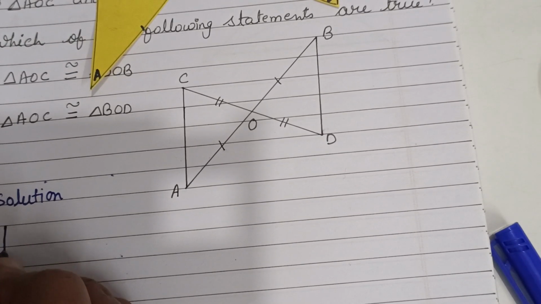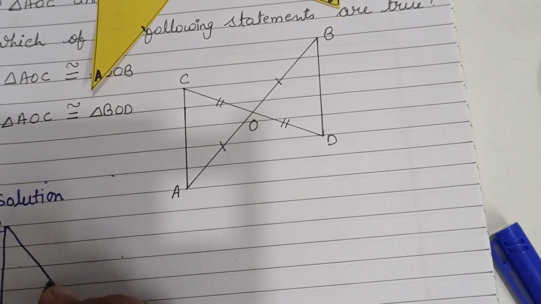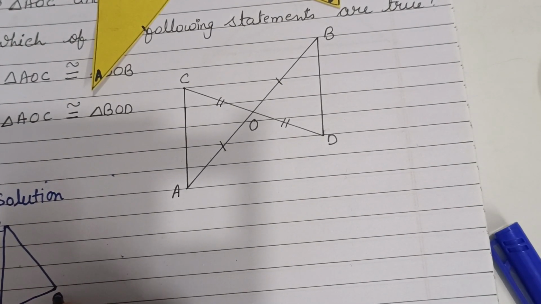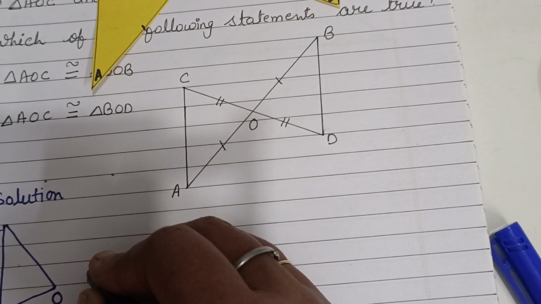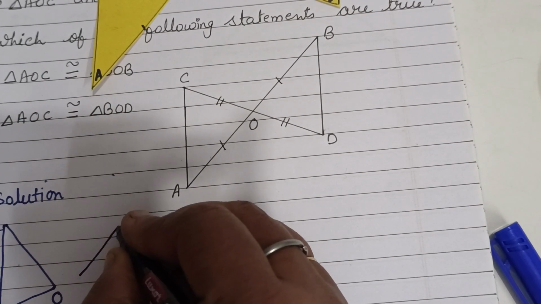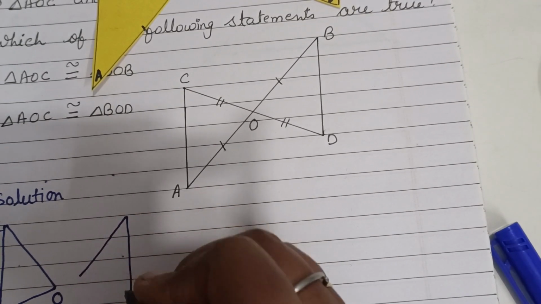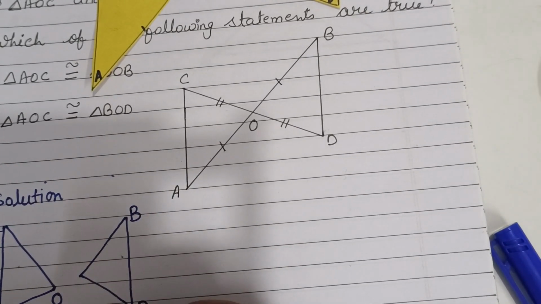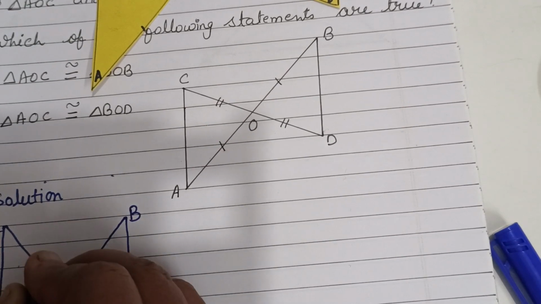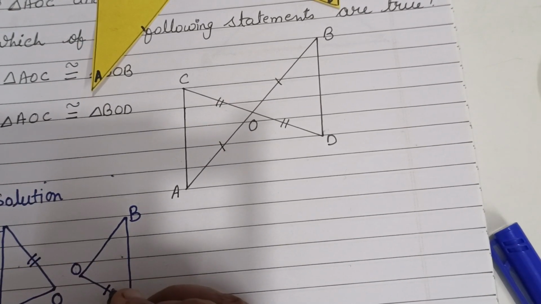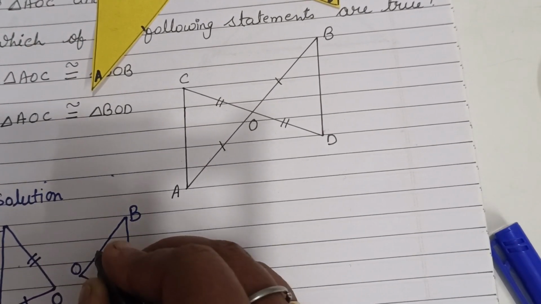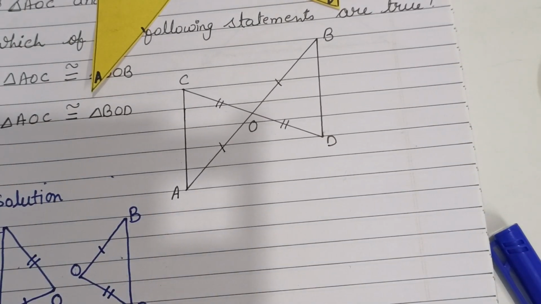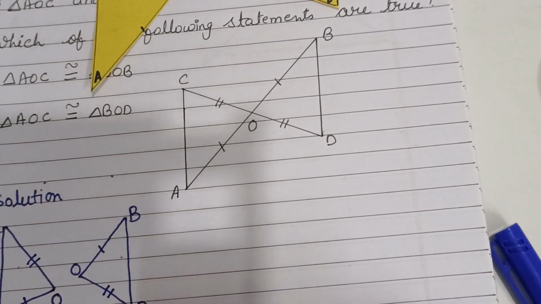Okay. So the first triangle will be AOC, while the second triangle will be BOD. Mark the equal sides by the same marking. Okay. Now write down the solution.